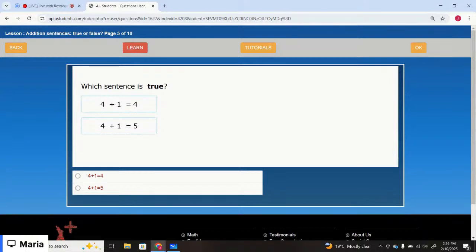Which sentence is true? 4 plus 1 equals 4, or 4 plus 1 equals 5? The correct option is 4 plus 1 equals 5. Option number 2 is the correct option.